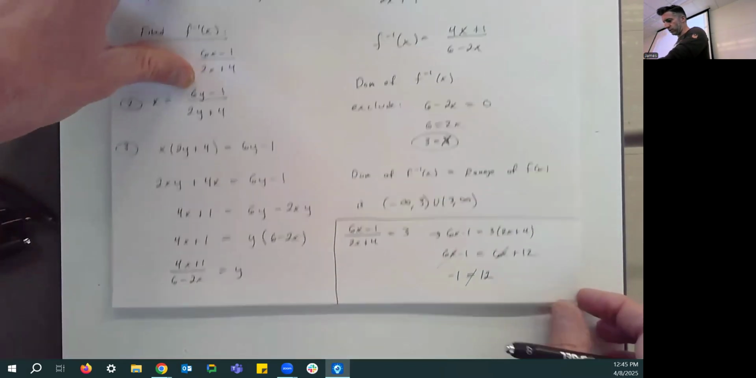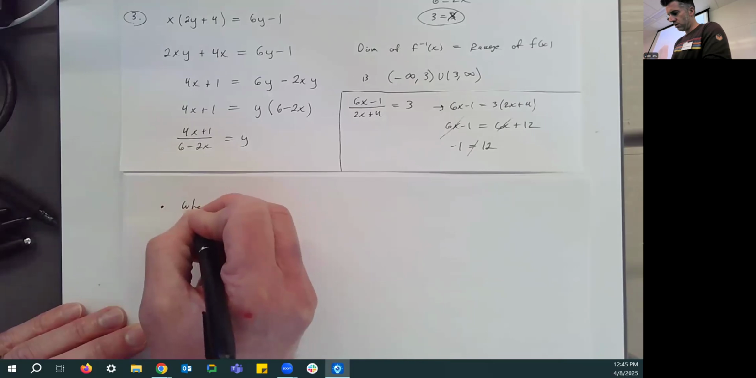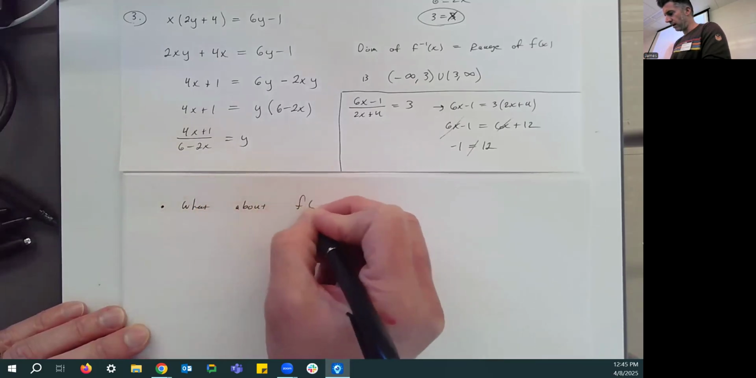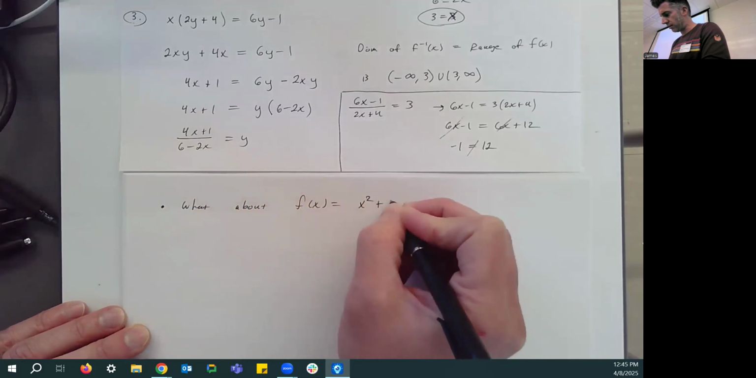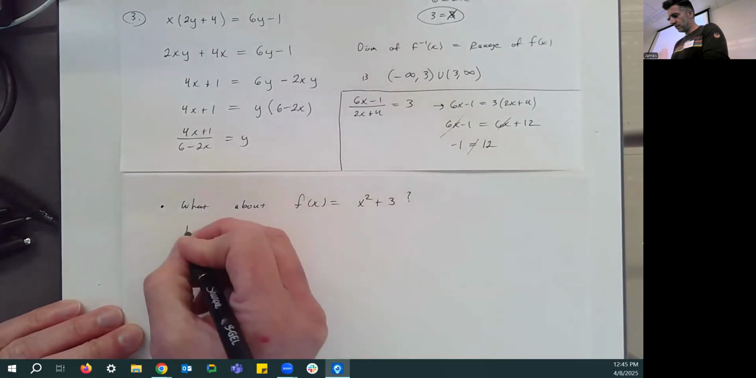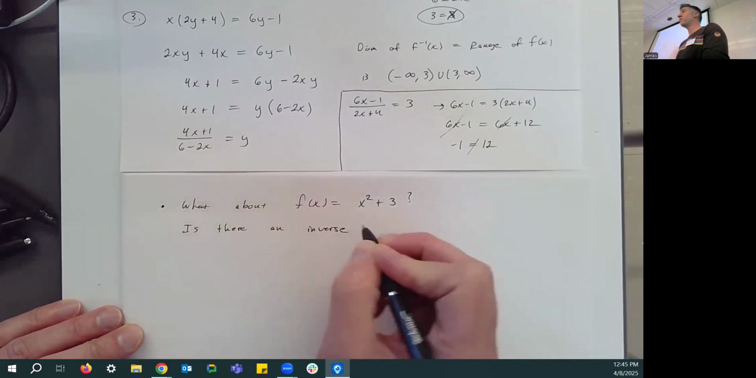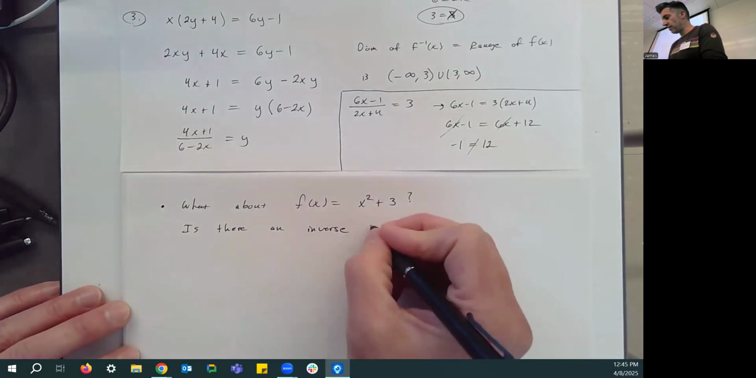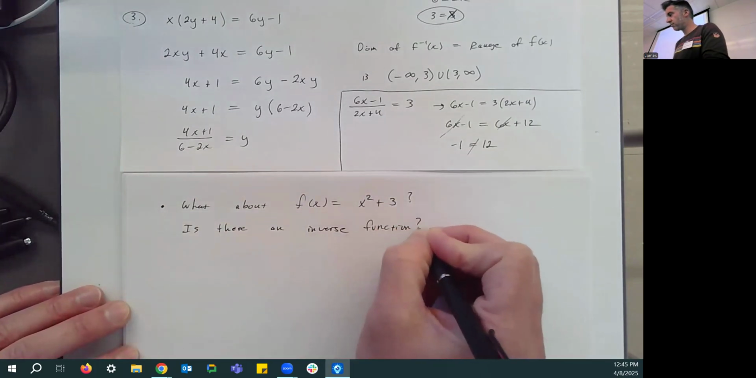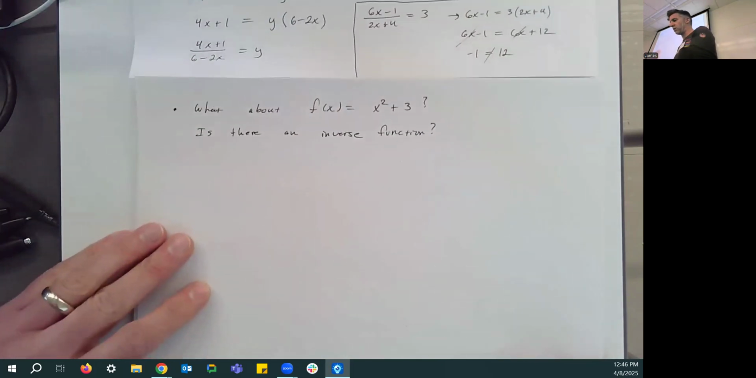We'll talk about inverses for a few more minutes here, and then we will move on. So one more function that's kind of interesting. What about f of x equal to x squared plus 3? Meaning, is there an inverse? Well, I should be more explicit here. Is there an inverse function? And unfortunately, the answer is it depends. Depends on how you want to think of things. Depends on what your teacher wants you to do. So let's look at the whole picture here.